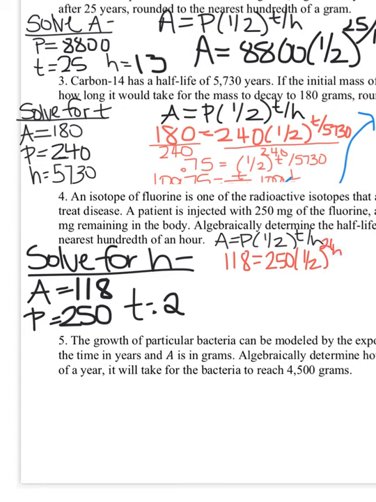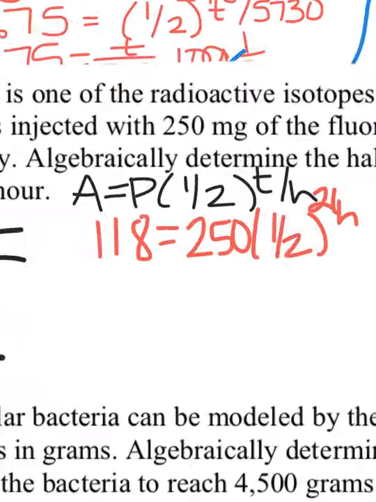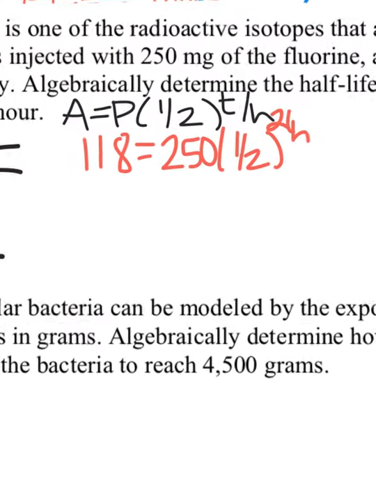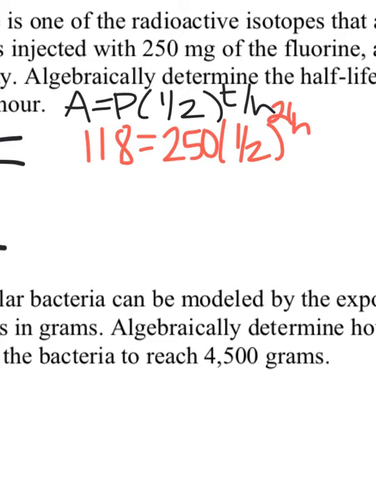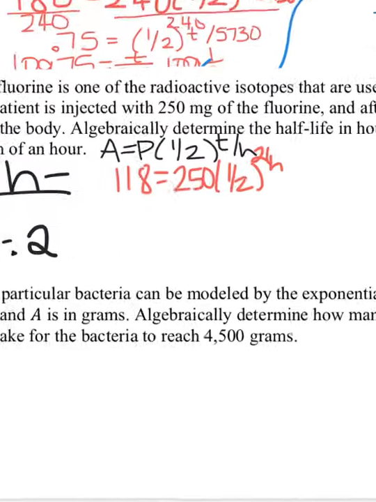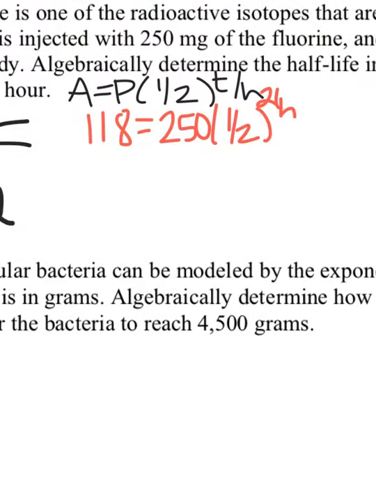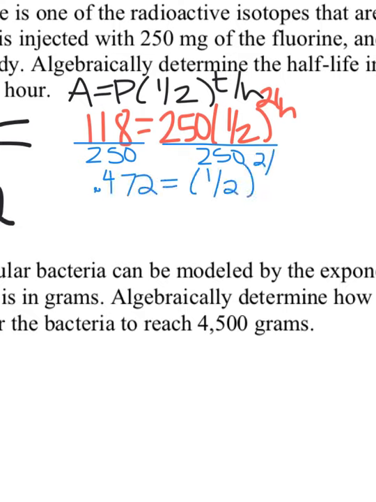2 divided by h. Okay, so again, your variable. I'm zooming in because I really don't even need the word problem anymore, other than to know that I'm rounding to the nearest hundredth. Your variable is part of the exponent, which means you're going to need to use logs eventually. So first, you divide both sides by 250. 118 divided by 250 gives me 0.472 equals 1/2 raised to the 2 divided by h.